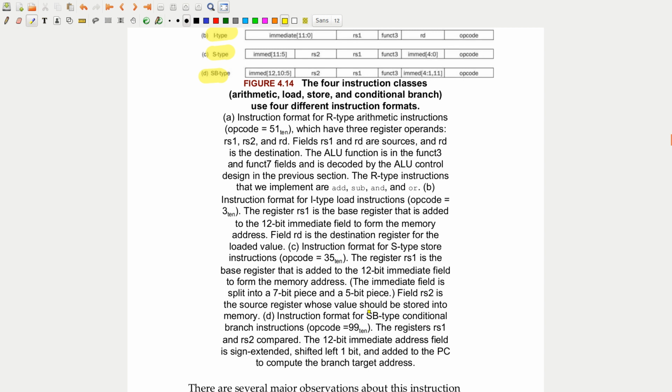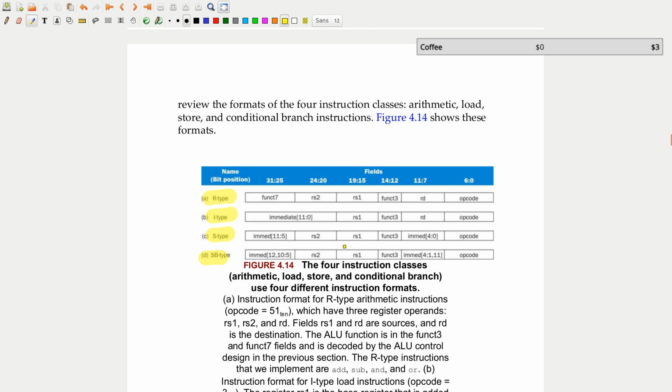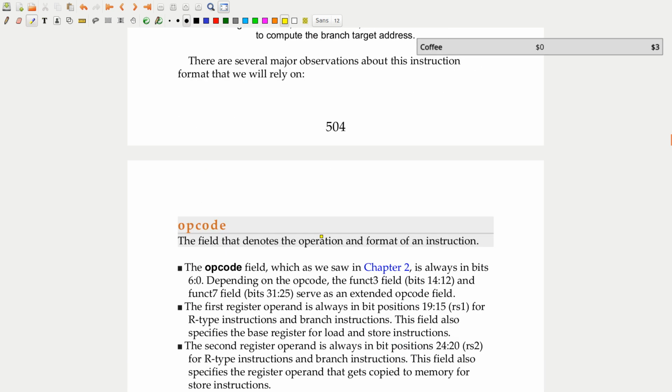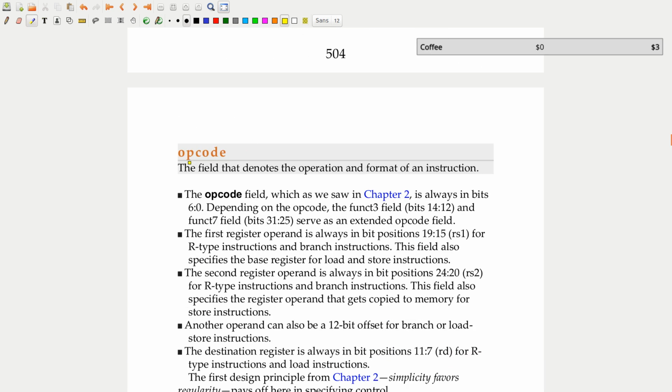And it looks like SB is store byte conditional. Okay. So opcode is what we were talking about earlier. This is going to be the field that denotes the operation and format of an instruction. So when we're talking about opcodes, this is just determining what the processor is going to do.